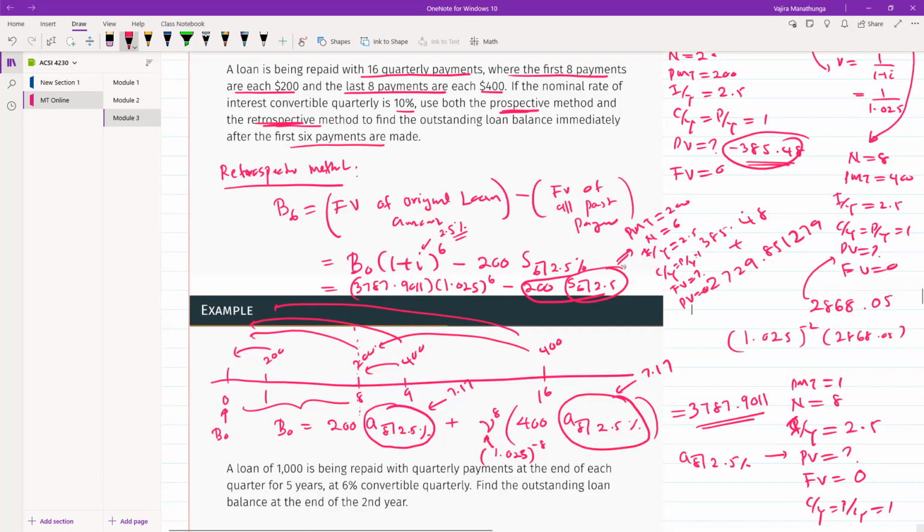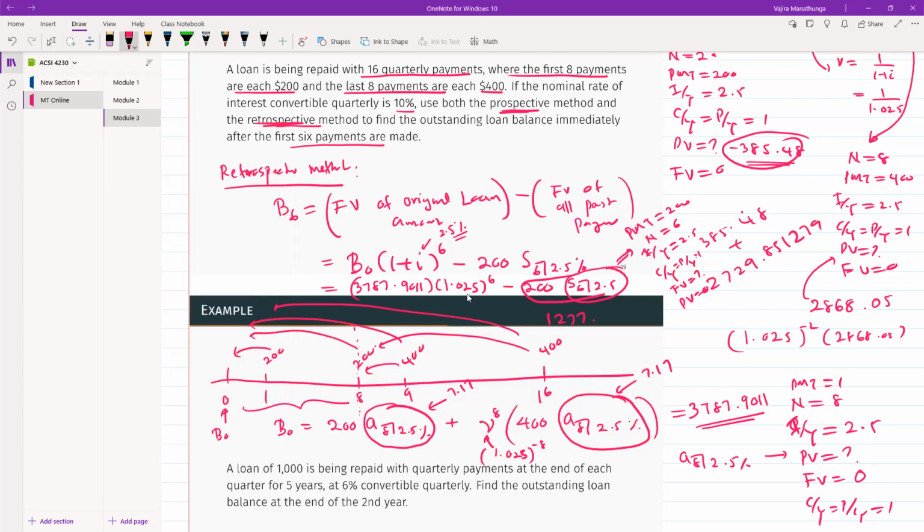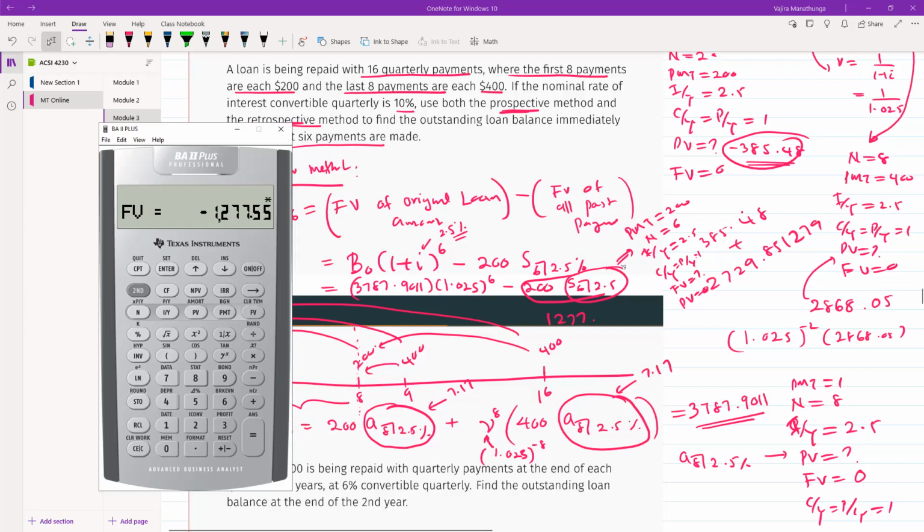So let's use our calculator. Okay, so 200 payment, 0 present value. Rate is 2.5. 6 for N, and then compute future value. Okay, so this would be 1,277.55.